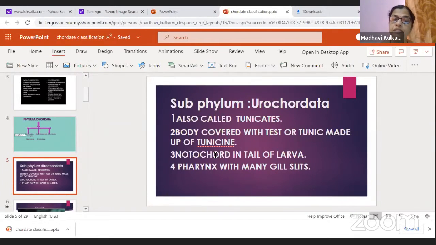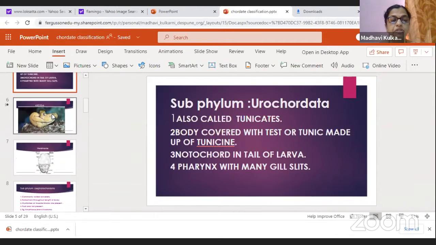The notochord is present in this animal, but it is always in the tail region, and that is why the name: Uro means tail, and the word chordata is related with the notochord. And one more thing, the notochord is found only in the larval stage and it is lost during metamorphosis. So it is not present in the adult of this animal. The pharynx has many gill slits, that is a peculiar chordate character.